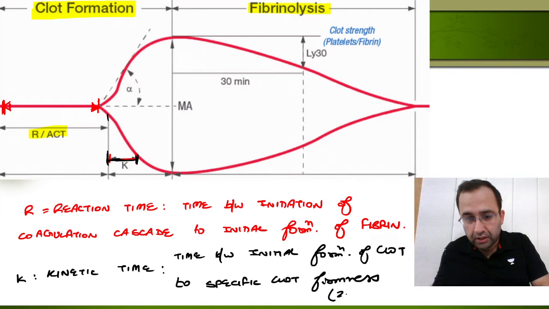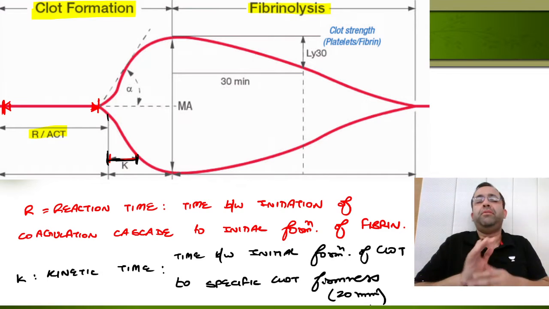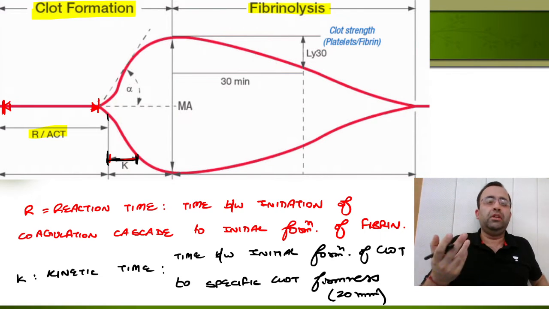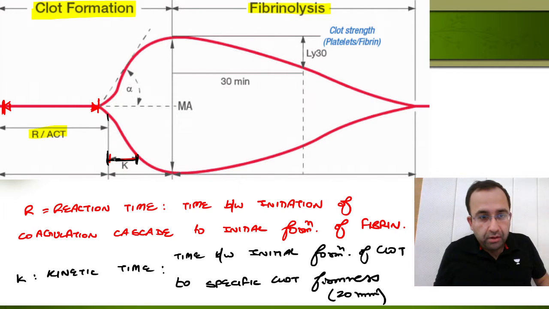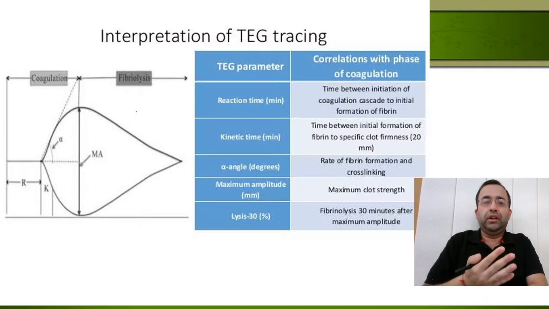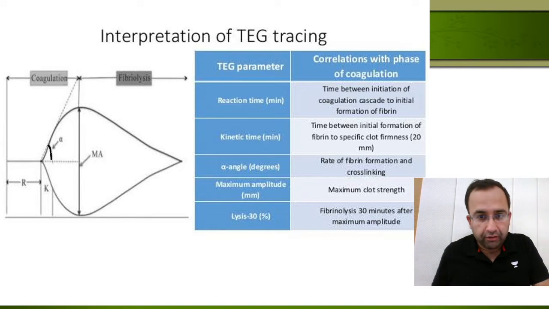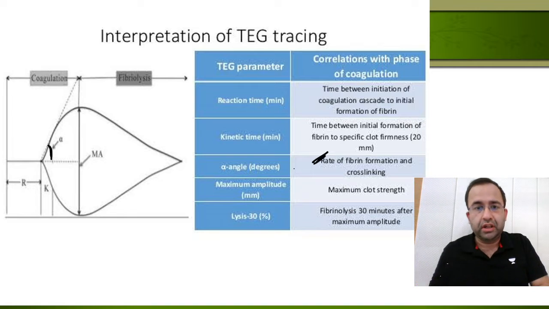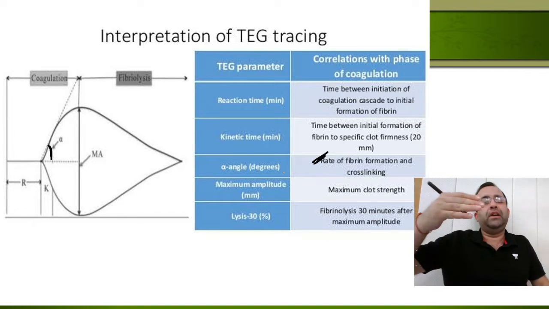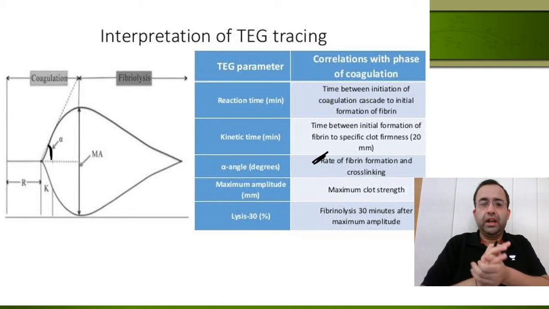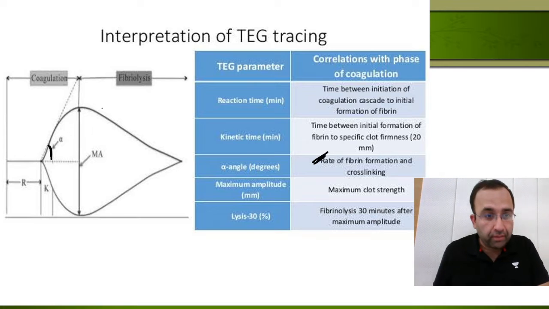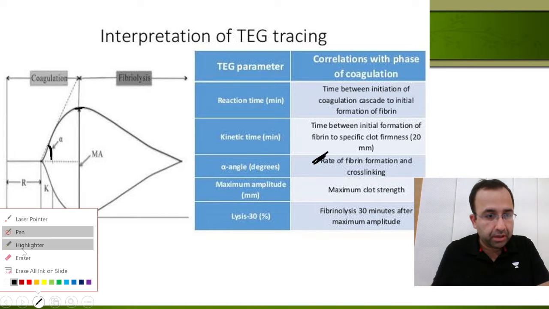How much clot firmness is taken? The clot firmness taken is 20 millimeters, or 2 centimeters. That is kinetic time. After kinetic time, what is alpha? Alpha is the rate. Alpha angle is the rate of fibrin formation and cross-linking. The steeper the angle of alpha, the higher the rate of fibrin formation and cross-linking.